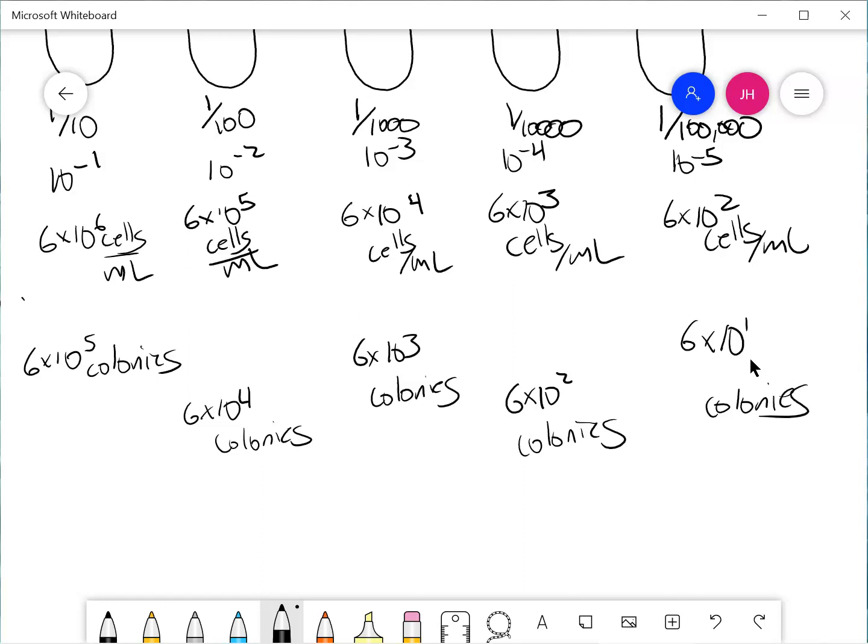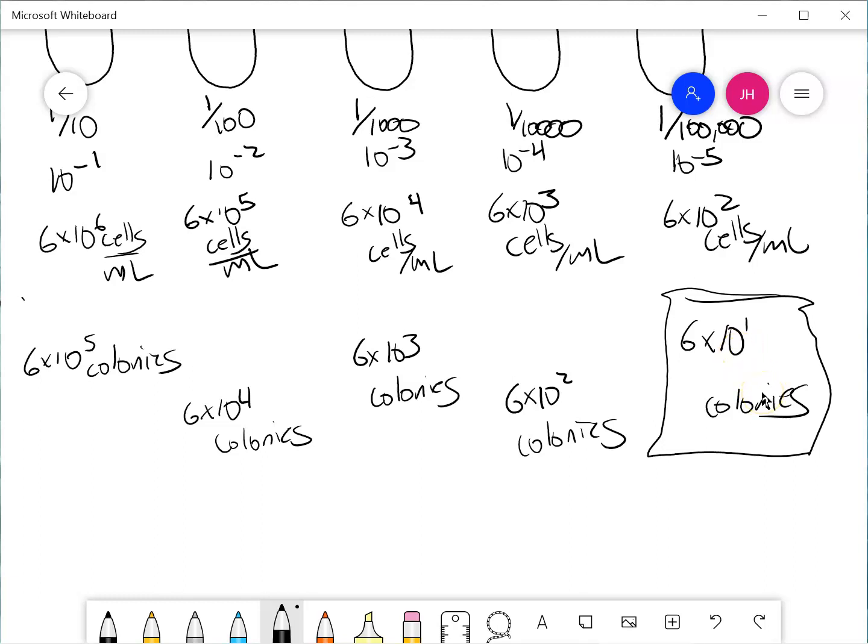Okay, so which one of these is between 30 and 300? It might be none of them. But let's see. This is 600,000, so that's too high. 60,000, too high. 6,000, too high. 600, too high. 60. That's a number we will accept.